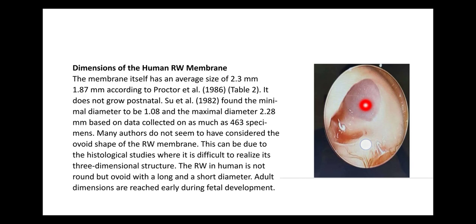Many authors do not seem to have considered the ovoid shape of the round window membrane. Now, this can be due to the histologic studies where it is difficult to realize its three-dimensional structure. The round window in humans is not round but ovoid, with a long and short diameter. Adult dimensions are reached early during fetal life.